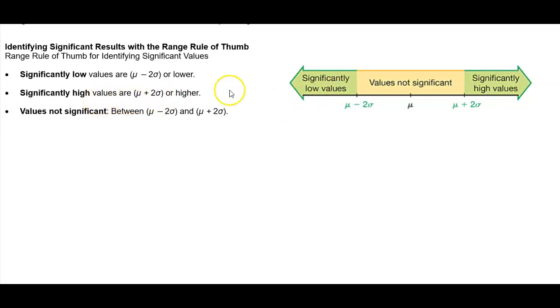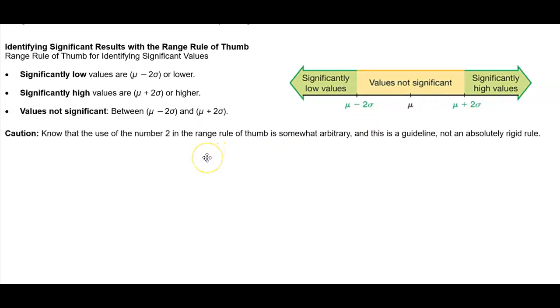Significantly high values are the population mean plus 2 times the standard deviation, which is above, which is higher, therefore it's significantly high values. And values that are not significant are the values that are in between those. So, caution, know that the use of the number 2 in the range rule of thumb is somewhat arbitrary, and in this guideline, not an absolutely rigid rule.